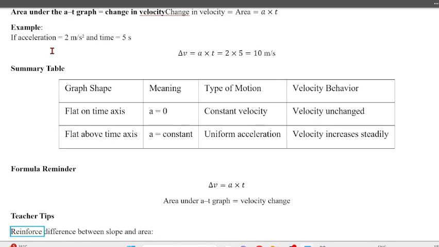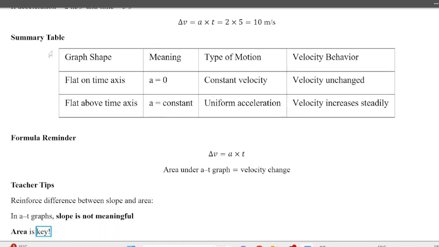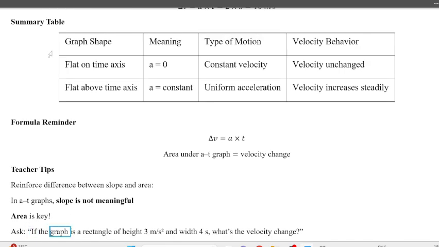Teacher tips: reinforce the difference between slope and area in a-t graphs. Slope is not meaningful. Area is key. Ask: if the graph is a rectangle of height 3 m/s² and width 4 s, what's the velocity change?